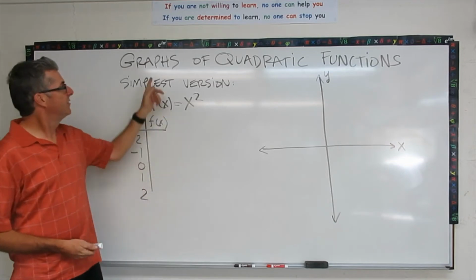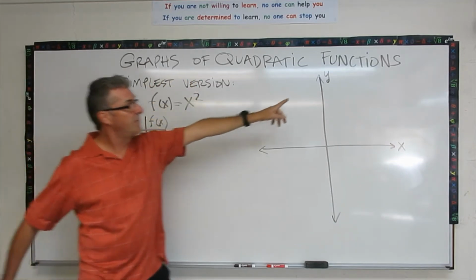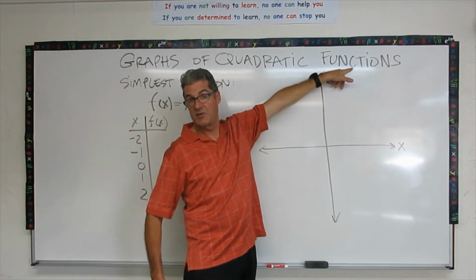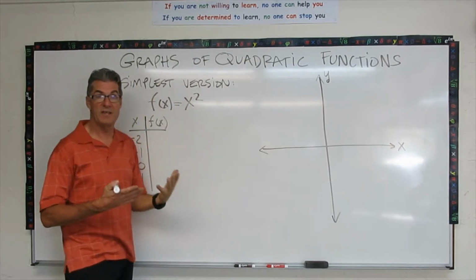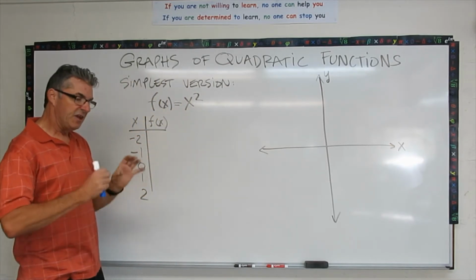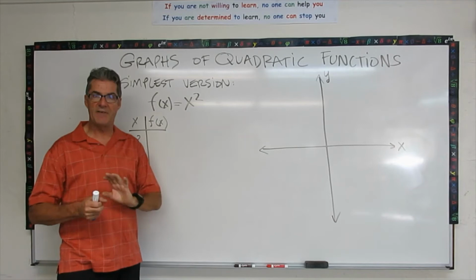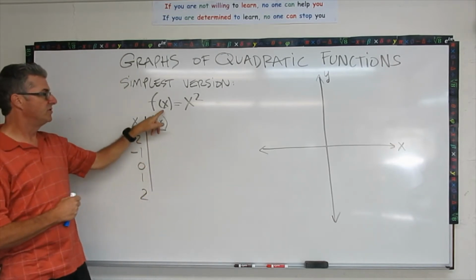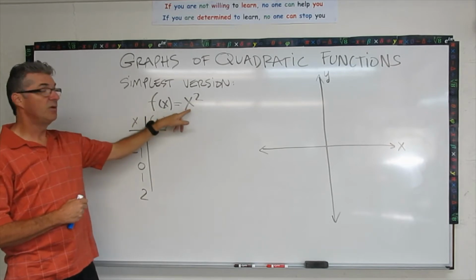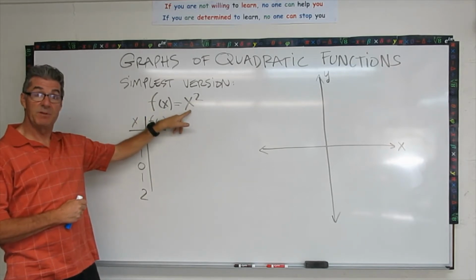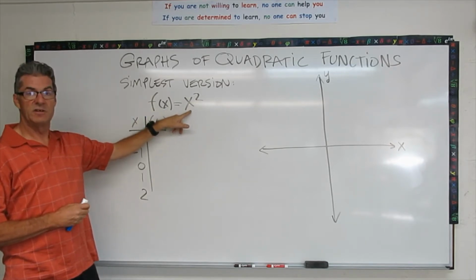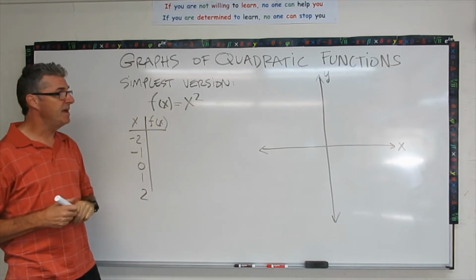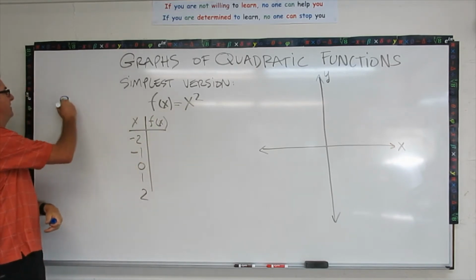Today's topic, graphs of quadratic functions. Remember, functions, we used to call them equations. We just have some new vocabulary. We're calling them functions now. The key to understanding these graphs is to know backwards and forwards the basic one, which is just f of x equals x squared. This is the simplest quadratic function. What shapes do these graphs make? They make parabolas.